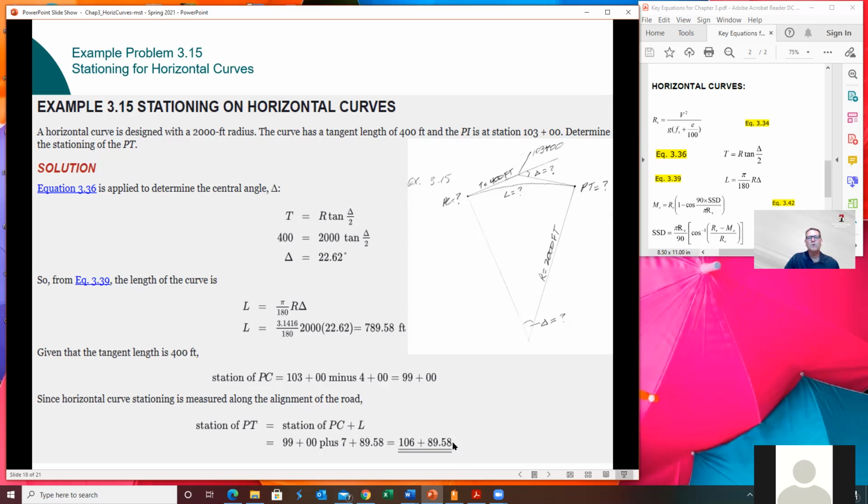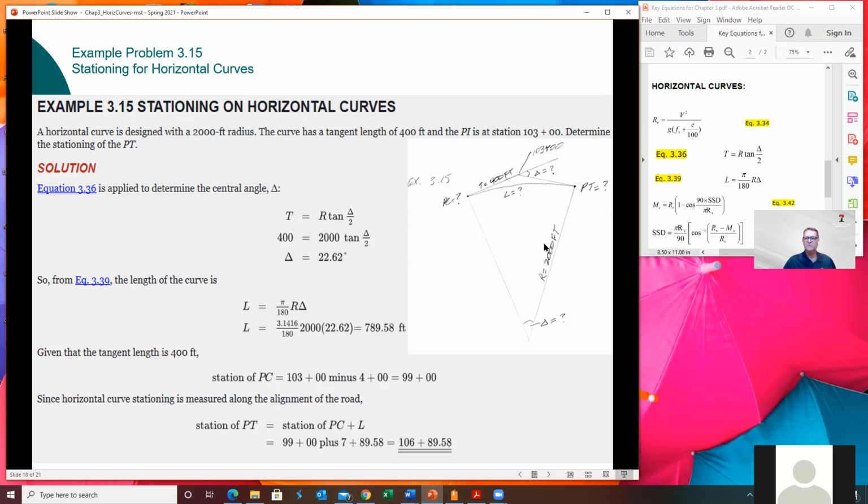Okay, so this is a really good problem, because basically they give you all this information, and then you have to back up and figure out what the PC is, and then add the length of the curve to it to get to the PT. Okay, any questions on that problem? Those are some of the most basic requirements of a horizontal curve.